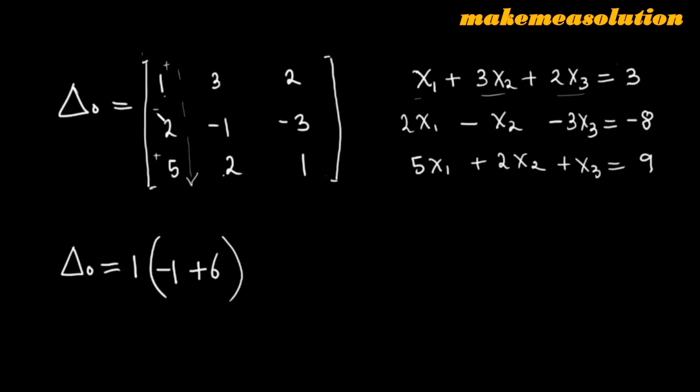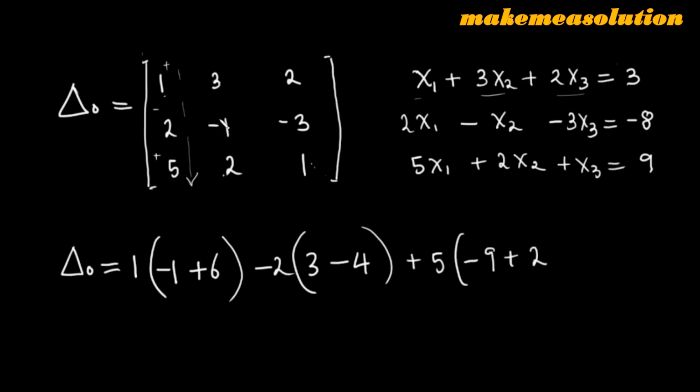Is that okay? Then there's a minus 2 into, so what is the minor of 2? If you cross this one out, you have this and this. So 3 times 1 is 3. Then 2 times 2 is 4, so this times this minus this times this. And finally plus 5 into, so the minor of 5 is this matrix over here. So 3 times minus 3 is minus 9. Then minus 1 times 2 is going to give you a plus 2 over here. So 3 times minus 3 is minus 9, minus minus 2, the product of these two. That's why it became plus.